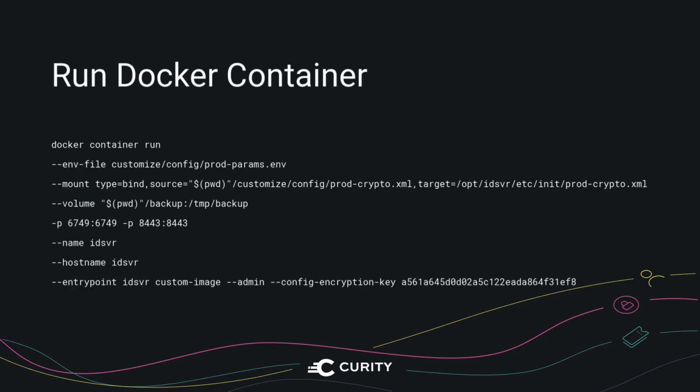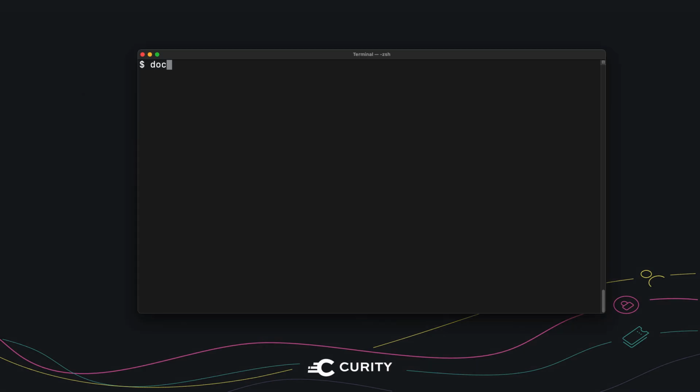During deployment, we simply specify the environment variables to fill the placeholders with. We will also add the production-specific keys and certificates by mounting the file prod.crypto.xml in the container. And we will map a volume to persist the backups. We want to deploy an admin node, and we will make use of a configuration encryption key. Let's see how it all works together.